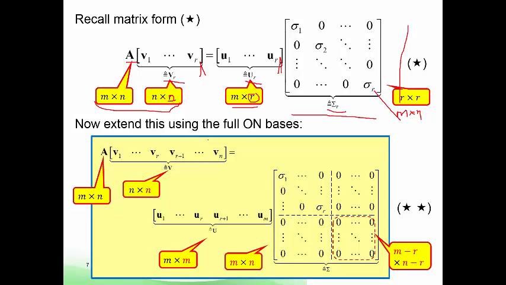So if we do this, let's extend this out. And we see that we've still got our A. We haven't done anything to that. We've tacked on our additional vectors to make a full orthonormal basis for Rn. And so now we get an n by n matrix. Notice that I've dropped the r subscript there. Down here, I've tacked on some additional vectors, so now I have an m by m matrix instead of an m by r matrix. And I've dropped the subscript down here.